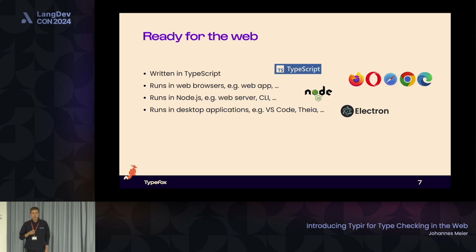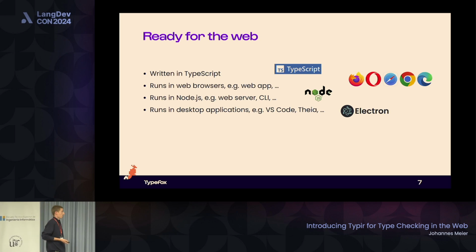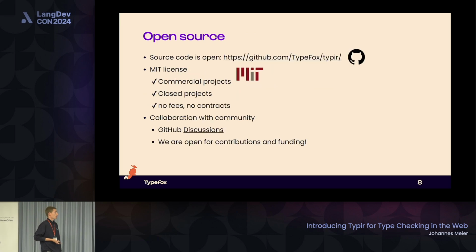Okay, since it's developed in TypeScript, it's ready for the web. We can execute nearly everything in a web browser thanks to JavaScript. Thanks to Node.js, we can use it even in command line applications, and with Electron we can also use it in desktop applications, for example in VS Code or Theia, and just by using TypeScript for everything.